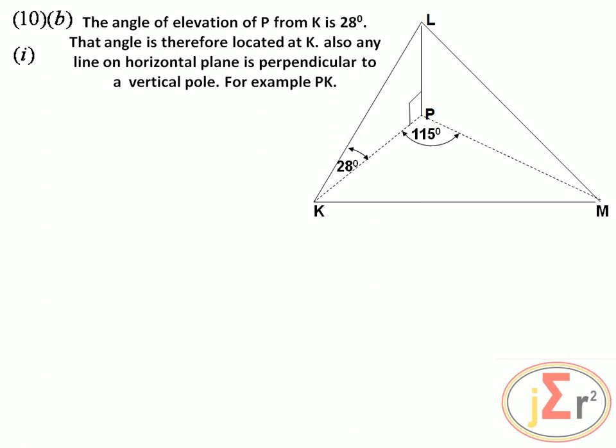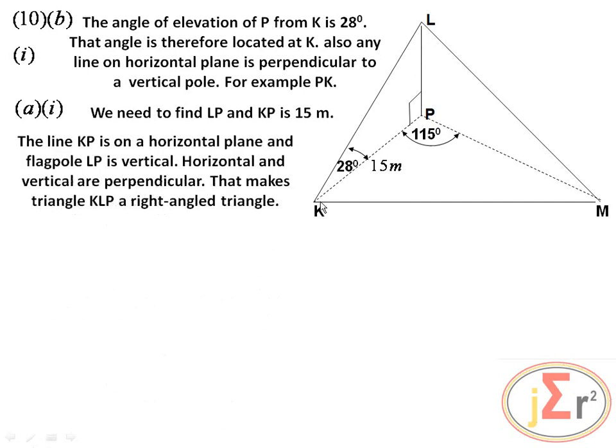And let us include also that 28 degrees angle. We need to find LP, and KP is 15 meters. Put in that 15 meters. We need to find LP or PL. This one we need to find, and this is 15 meters, and this is a right angle triangle. The line KP is on a horizontal plane and the flagpole LP is vertical. Horizontal and vertical are perpendicular. That makes triangle KLP a right angled triangle.